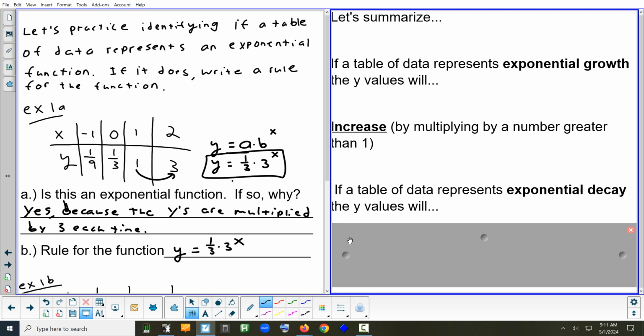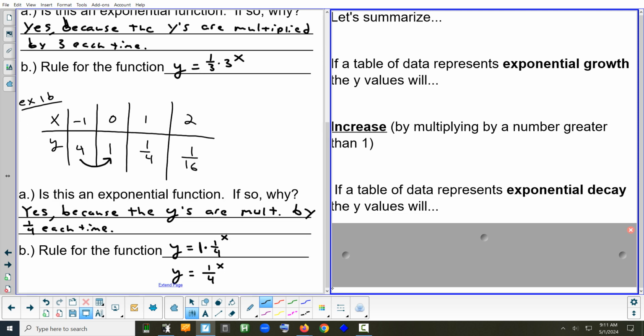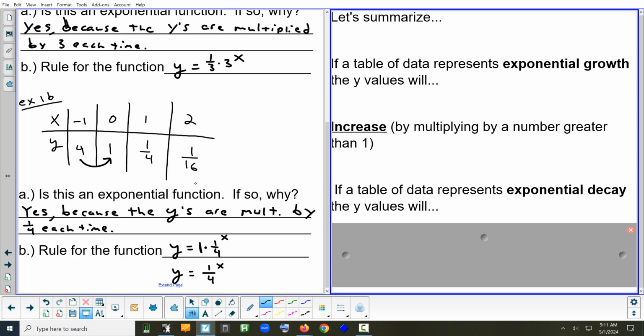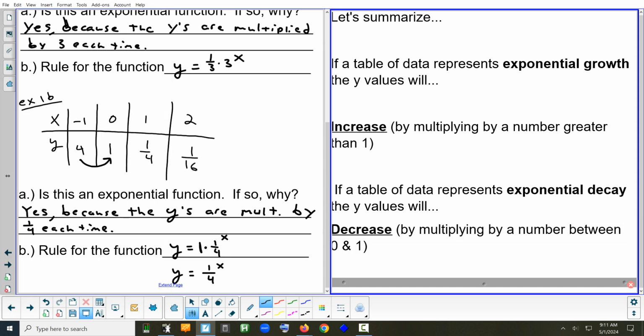Now, example 1b, that's an example of decay. So if a table of data represents exponential decay, what's going to happen to the y values if you read further and further down the table? They're going to get smaller. They keep getting smaller and smaller, and I showed you on the calculator, it's up off the screen a little, but what were they getting closer and closer to? 0. Yeah, they get closer and closer to 0. But will it ever be 0? No.